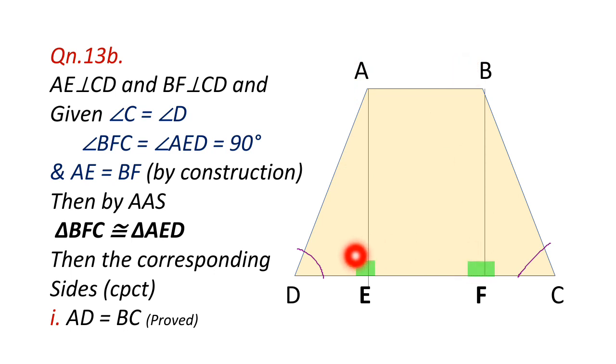So we have one angle, another angle, and one side. So by angle angle side congruency, we will write that the triangle BFC is congruent to AED. These two triangles are found congruent to one another. Then we can take the corresponding sides equal. So we have taken this AD. This AD is equal to BC.